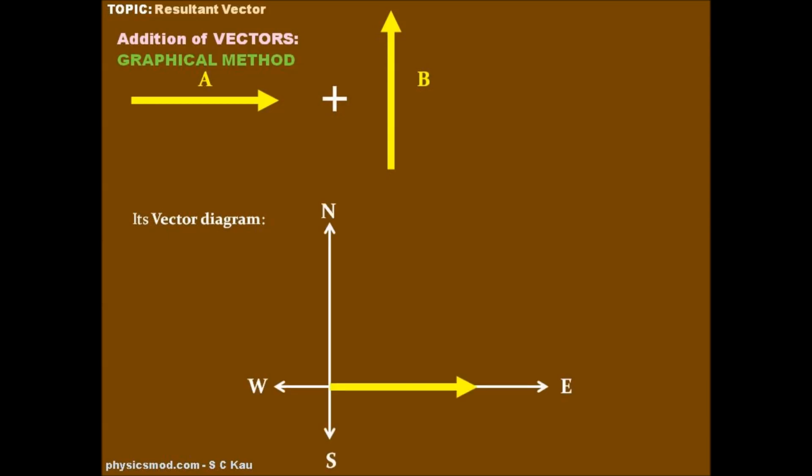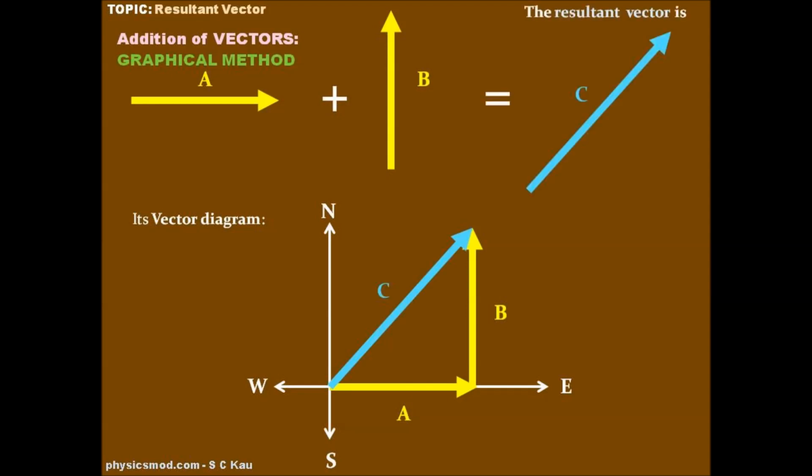In graphical method, we are simply drawing our given vectors on a coordinate system by means of ruler and protractor, and use appropriate scale. Again, our resultant vector is drawn from the tail of the first vector arrow to the head of the last vector arrow. Let's have another example given three vectors.